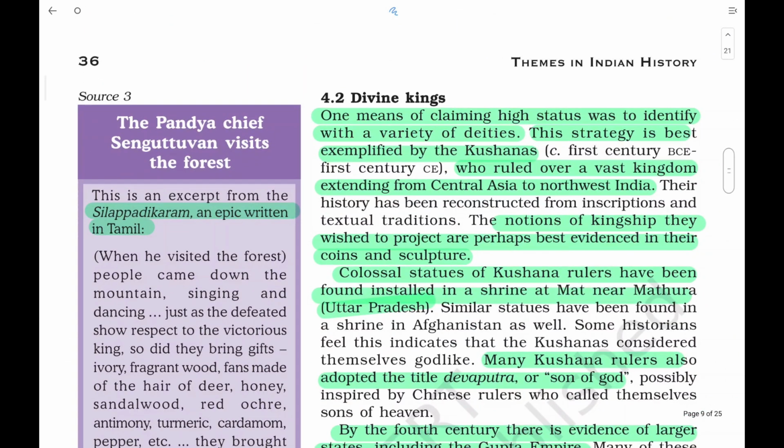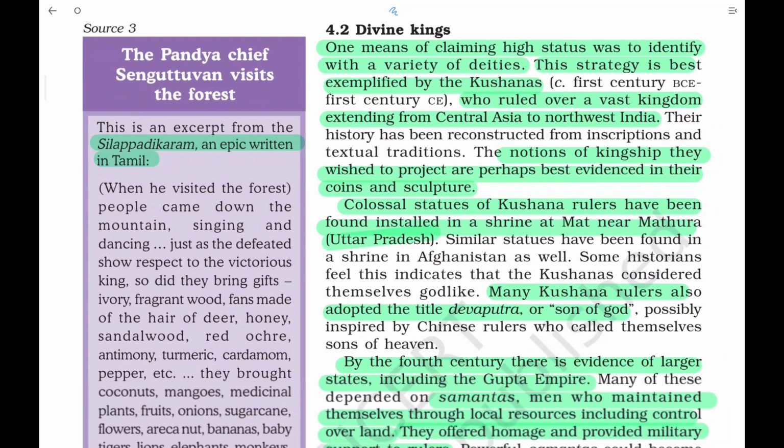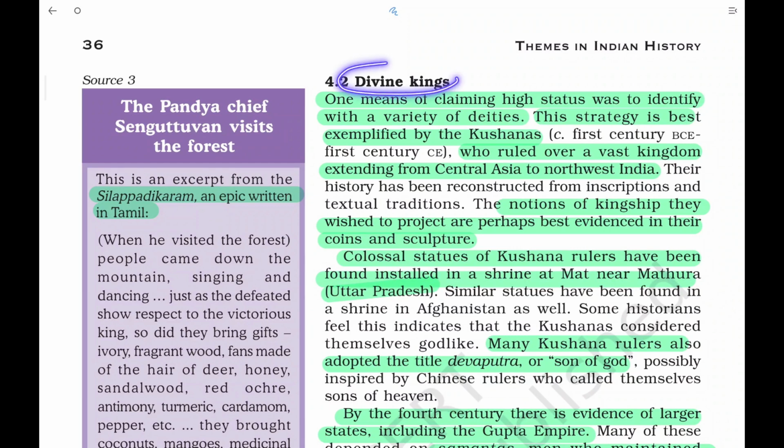Okay. Now there is mention of Silappadikaram, which was an epic written in Tamil. Now, a very famous Tamil grammar book is Tolkappiyam. Okay? So the names you should know: Tolkappiyam and Silappadikaram. Okay? Now, the next title is Divine Kings.